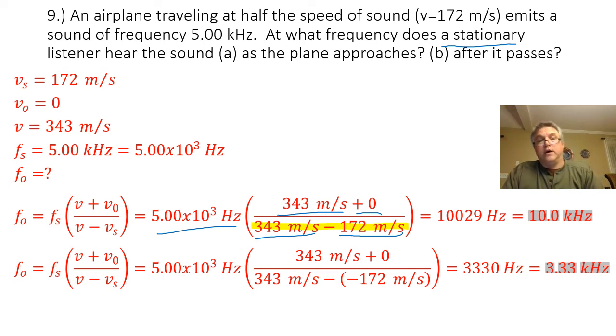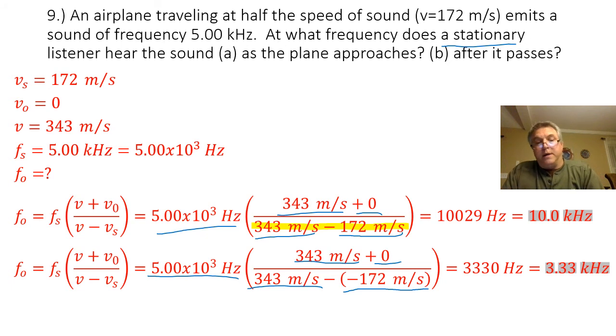Now, when the plane passes the observer, it is now going to be moving away from the observer. So now for the second half, after it passes, the plane is moving away from the observer. Everything stays the same in terms of the frequency, the speed of the sound wave, and the observer being stationary, but now the speed of the source, which is our plane, is going to be negative 172 meters per second because it is moving away from the observer. And because the plane is moving away from the observer, its velocity is now negative.